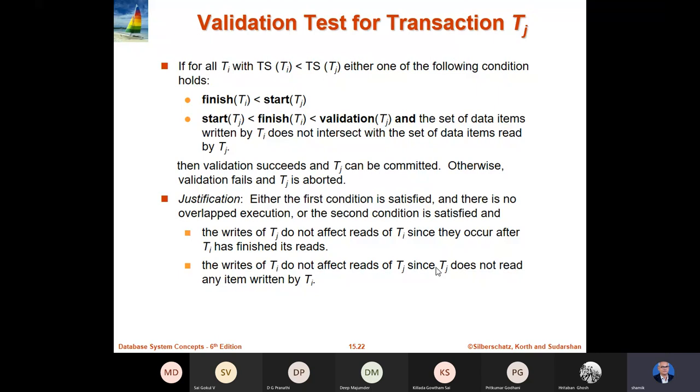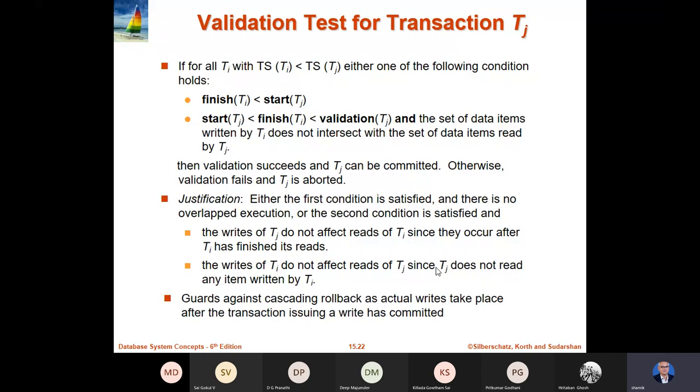Justification: either the first condition is satisfied, as I said, and there is no overlap in execution, or the second is satisfied and the writes of TJ do not affect reads of TI since they occur after TI has finished its reads. The writes of TI do not affect the reads of TJ since TJ does not read any item written by TI. So because of this, the validation test is passed, and then this TJ can be allowed to commit. It guards against cascading rollback as actual writes take place after the transaction issuing a write has committed.